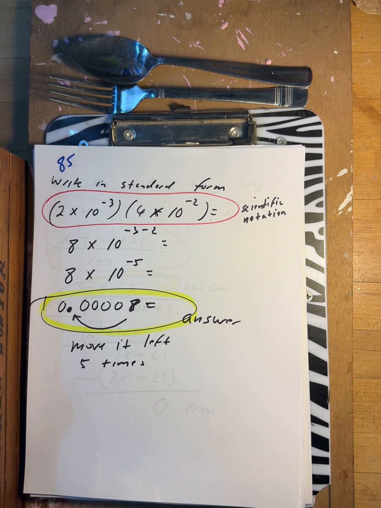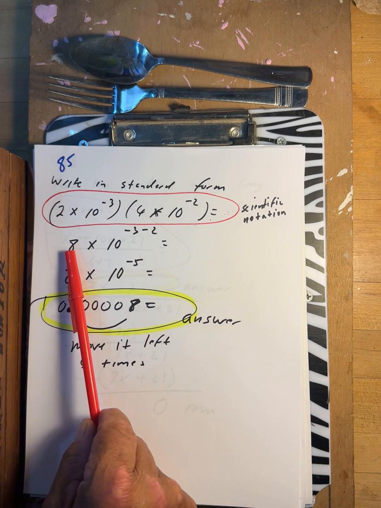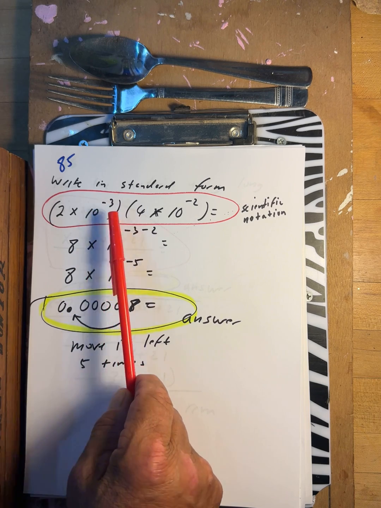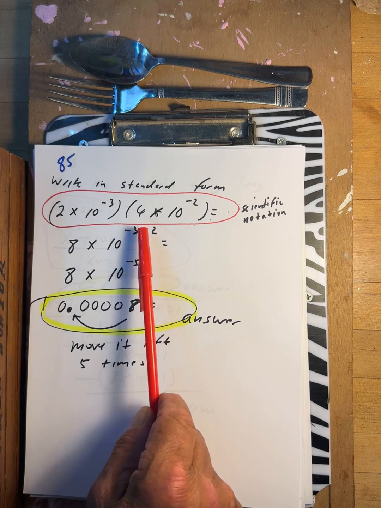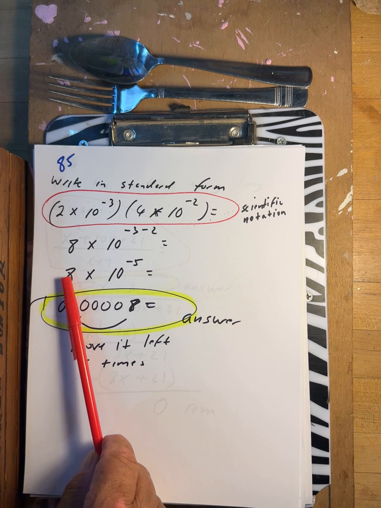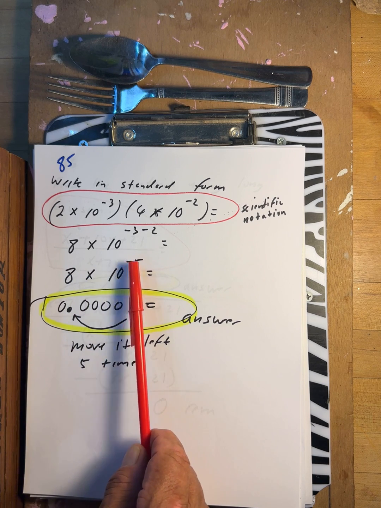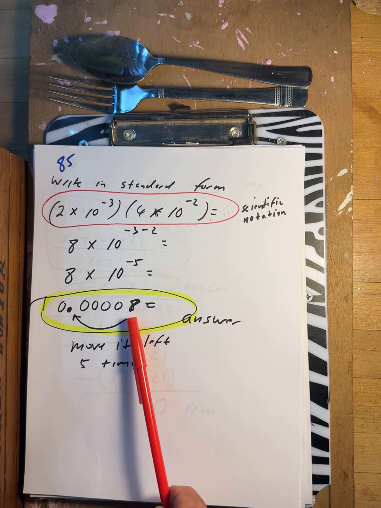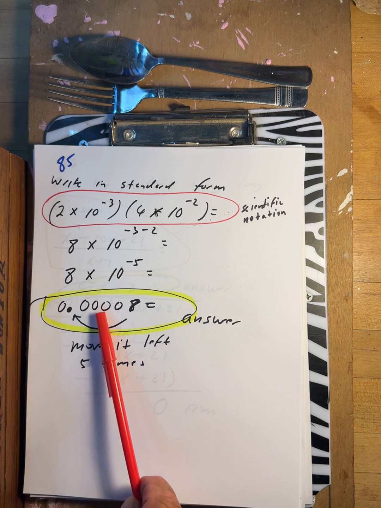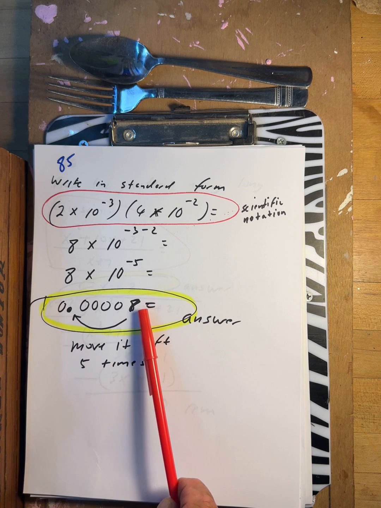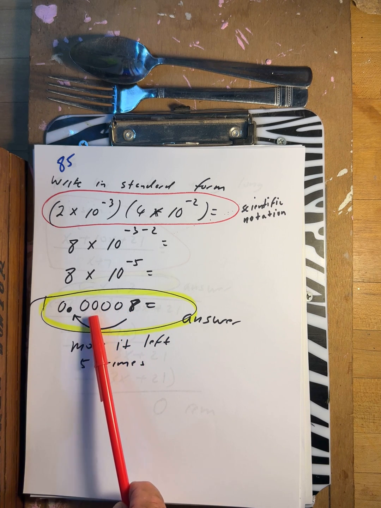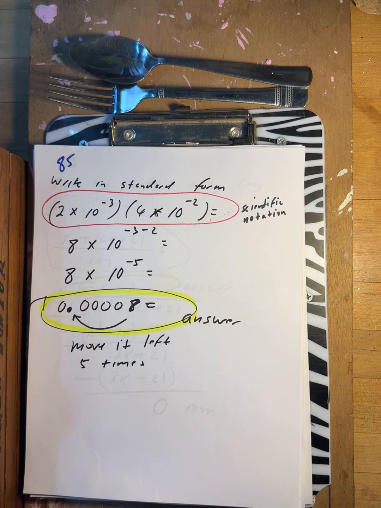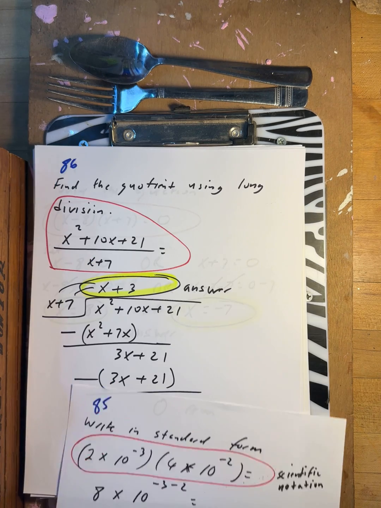Write in standard form, same thing. So what I'll do is multiply. The 2 times the 4 is 8. Easy. 10 to the negative 3, 10 to the negative 2. Add the powers together: negative 3, negative 2, negative 5. So 8 times 10 to the negative 5 means you have to move the decimal over again. How many times this time? 5 times. 1, 2, 3, 4, 5. There's the standard form.